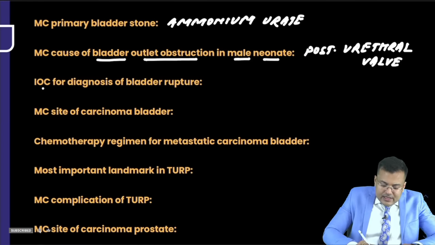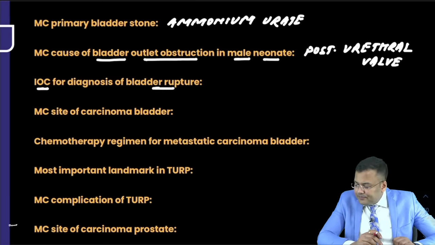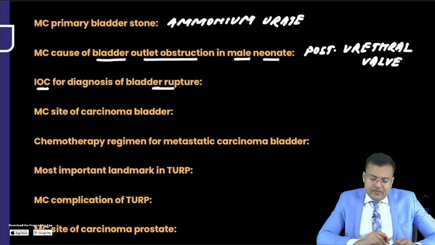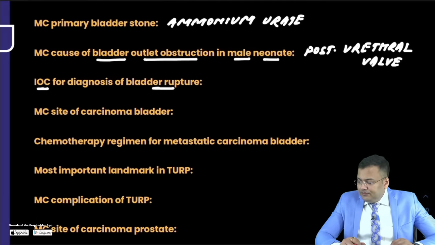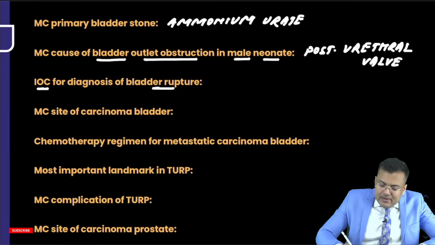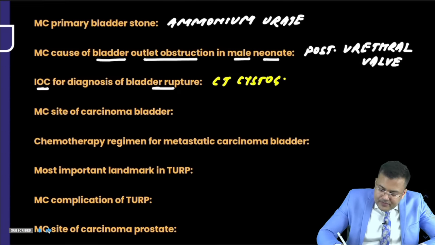Next, investigation of choice for diagnosis of bladder rupture, tell me guys. Ashwini, you are correct. Bakna, Umesh. Shruti, first person to reply. It is CT cystography. We inject the dye in the bladder and take the CT. So that is CT cystography. Clear?